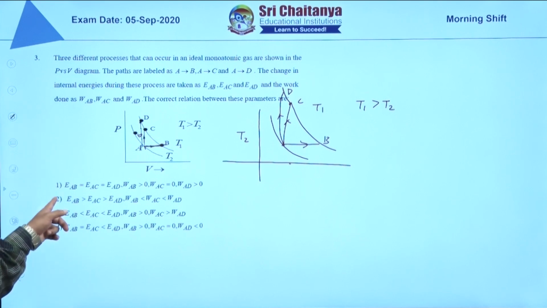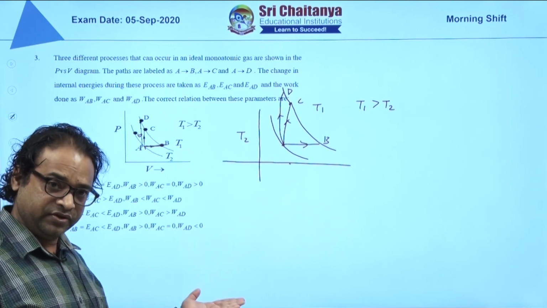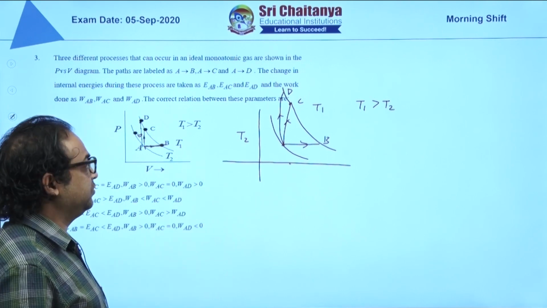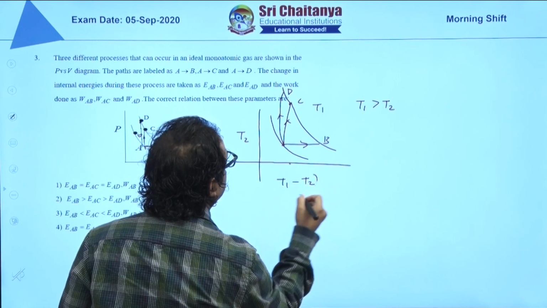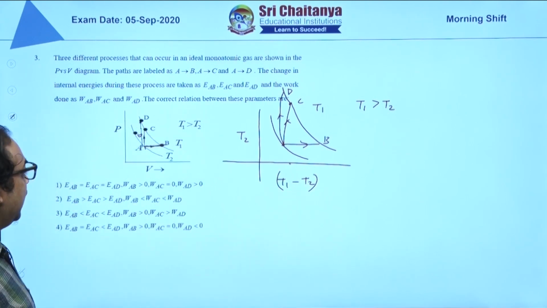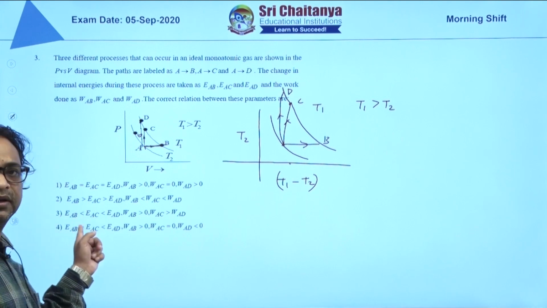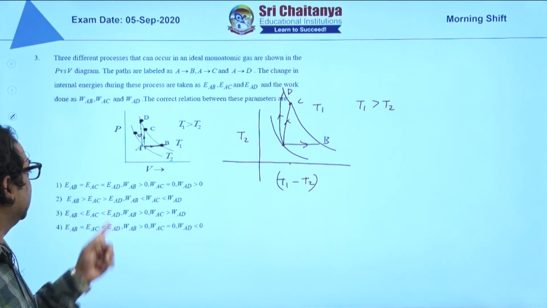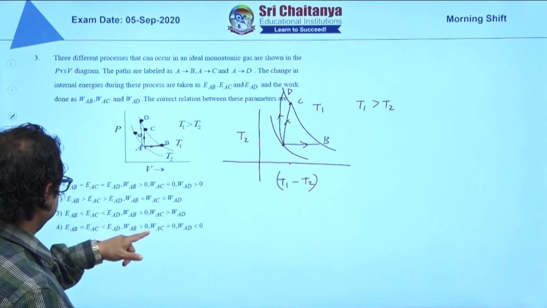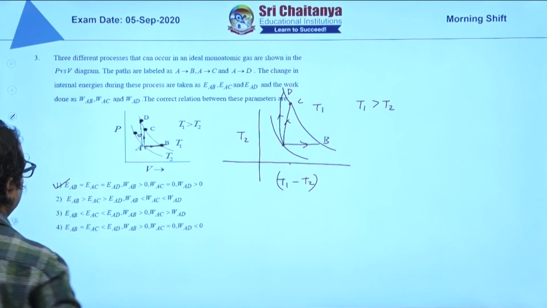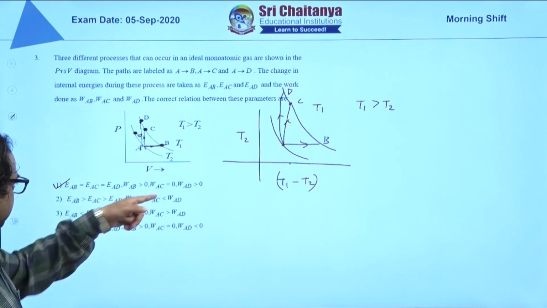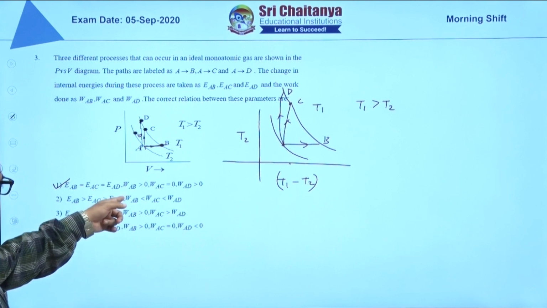Now you can see, what about the change in internal energy? Change in internal energy depends only upon the temperature difference. Here the temperature difference is fixed, that is T1 minus T2, that is the same. So definitely the internal energy change is the same for all. This is the first option directly, even without looking into the other options you can do it, but further if you want to see, we can see it.